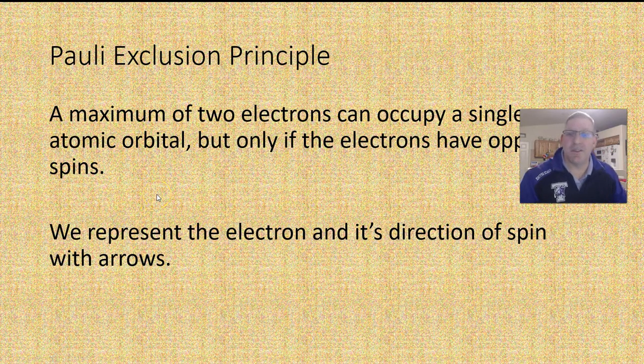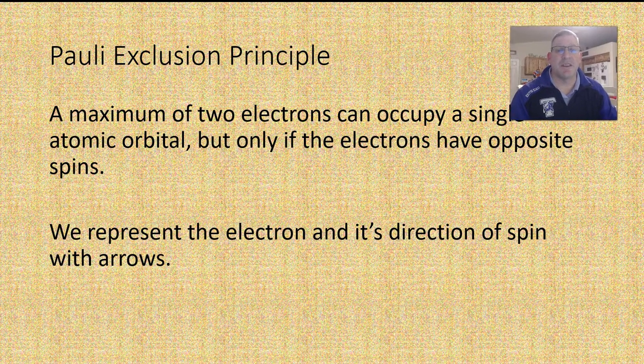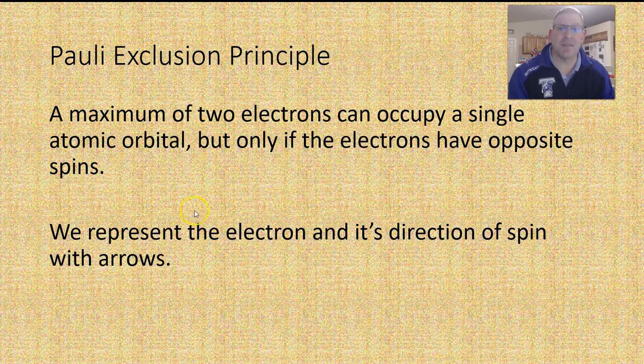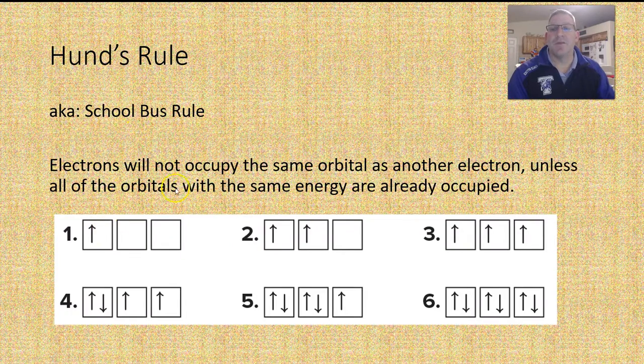With Pauli's exclusion rule, a maximum of 2 electrons can occupy a single atomic orbital, but only if the electrons have opposite spins, or spinning in the opposite direction. We can represent the spin of the electrons with arrows. Hund's rule, also known as the school bus rule, says that electrons will not occupy the same orbital unless there is no other option.